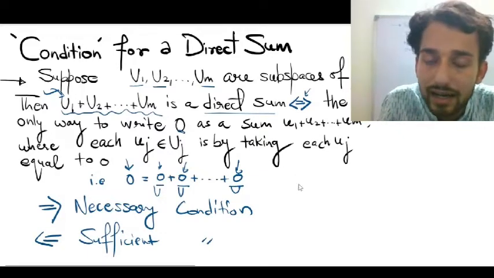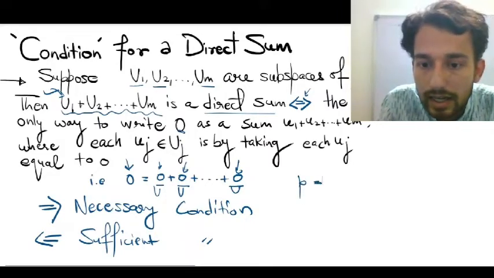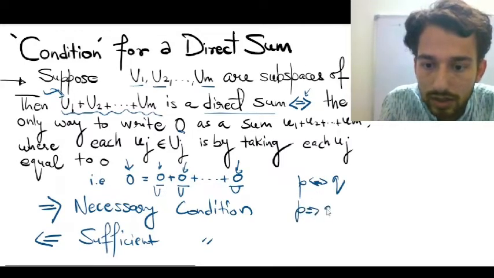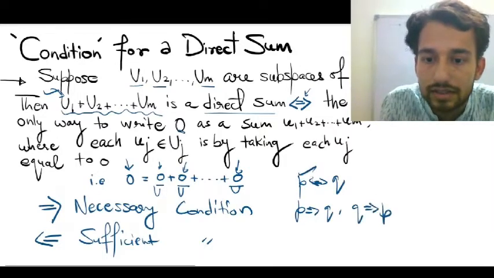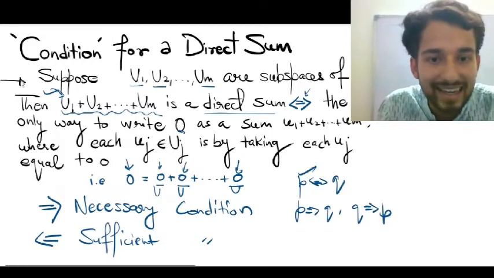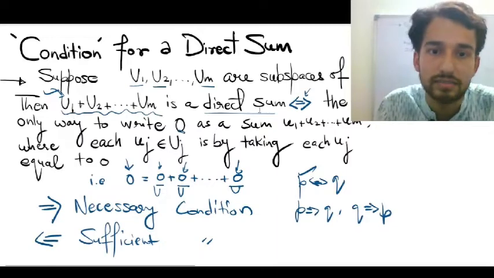You can understand it like this also. Suppose in general there is some condition P which holds if and only if Q. If you want to prove this, you prove that P implies Q and Q implies P. Then this is the same as saying that P if and only if Q. Now my P here in my case is that I'm given this sum is a direct sum. This is given to me.